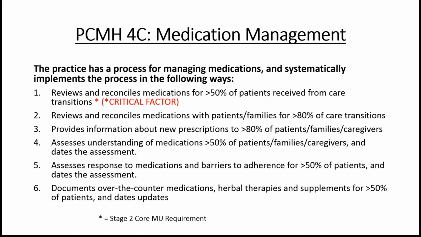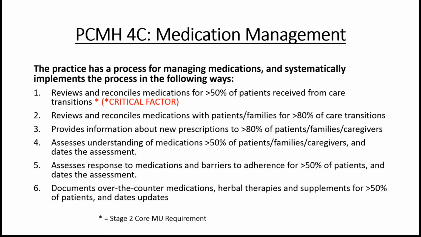Element C is medication management. Here you'll see an area where we have a meaningful use alignment. So this element is looking at the practice having a process for managing medications, systematically implements the process. So you can see there factor 1 is the critical factor and also a meaningful use requirement, looking that the practice reviews and reconciles medications for more than 50% of the patients received from care transitions. Factor 2, basically the same thing, just looking for a higher percent threshold, so greater than 80%.